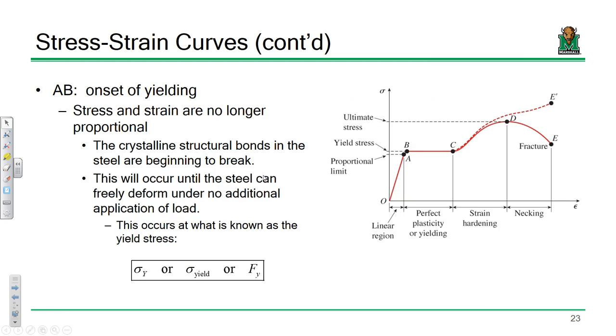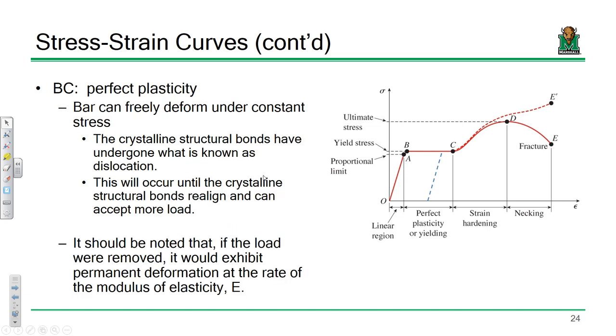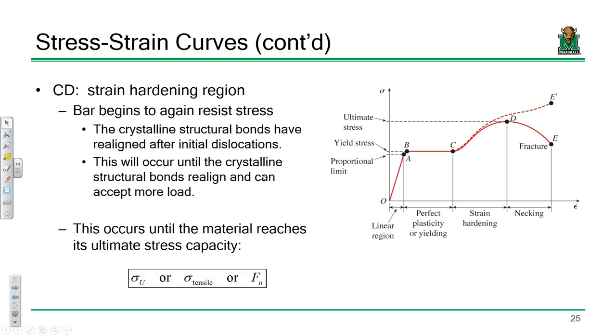All right. Okay. For a typical metal like this, we have the onset of yielding, and yielding is that point when the metal or the alloy freely deforms at a given load. And again, that happens because those bonds between the atoms and the molecules are beginning to give. They're beginning to separate. So that's why you get that free amount of deformation. Once the bonds realign, the material begins to accept load again, and that's where the CD region comes in. It begins to accept load a little bit more.